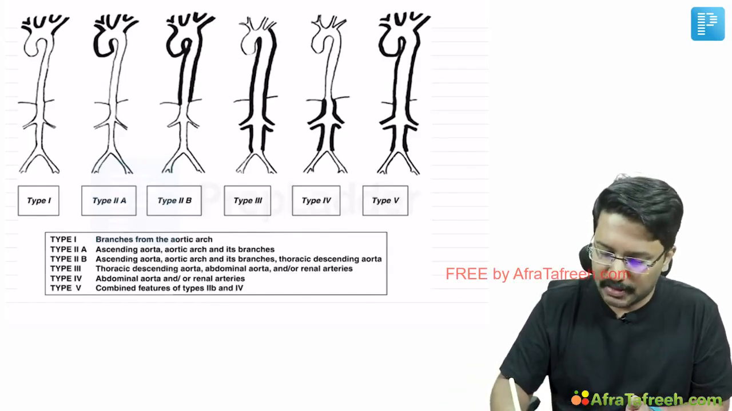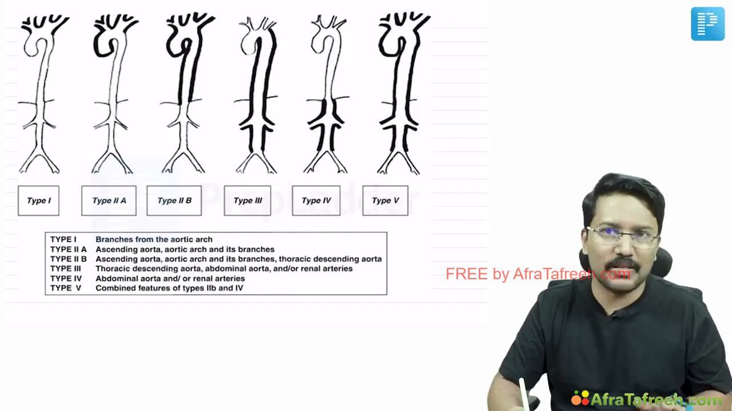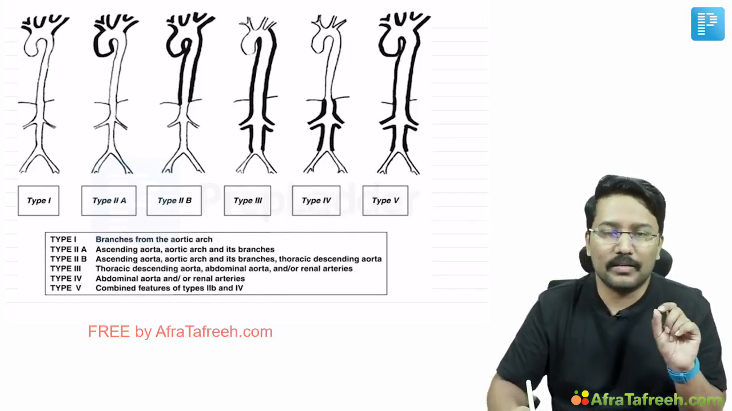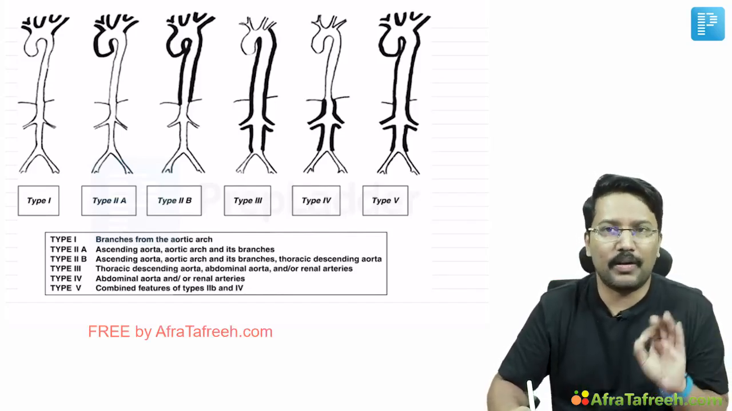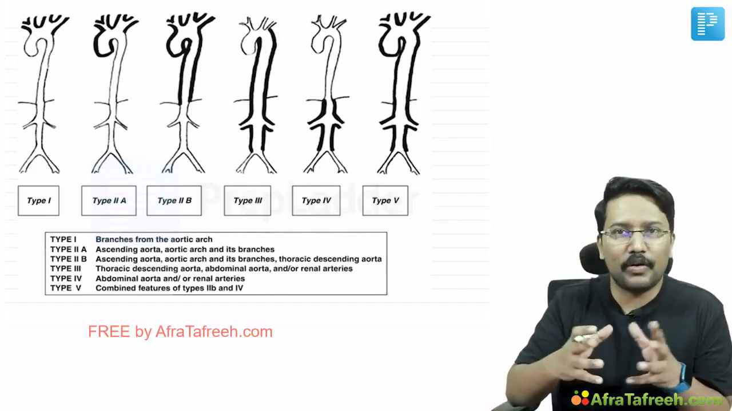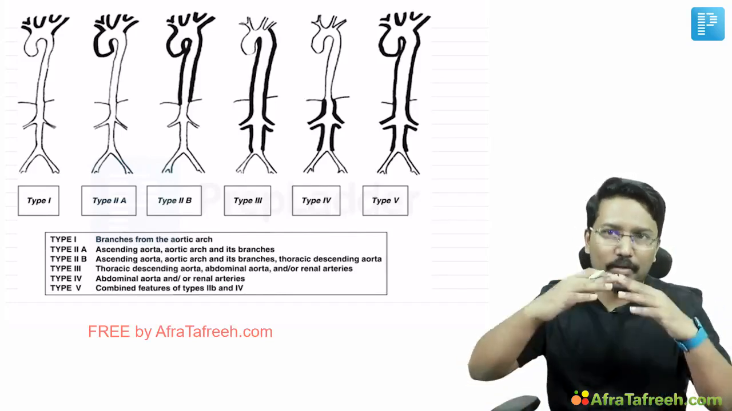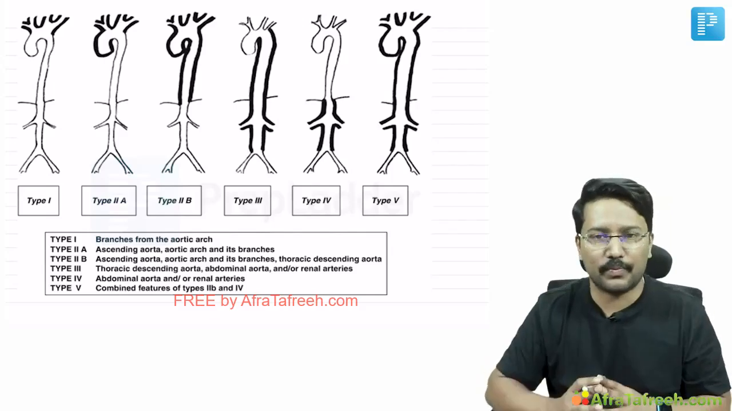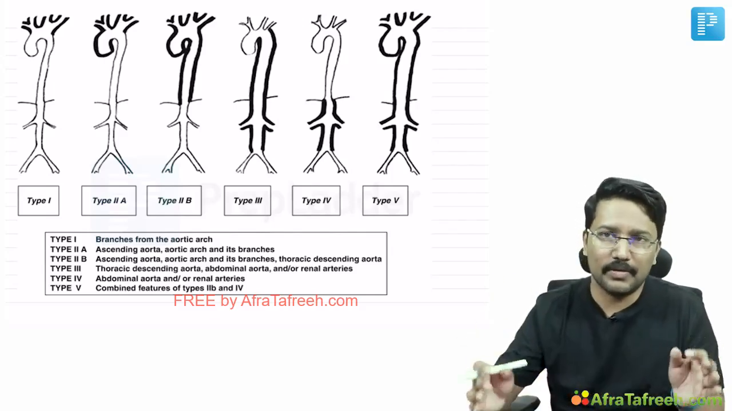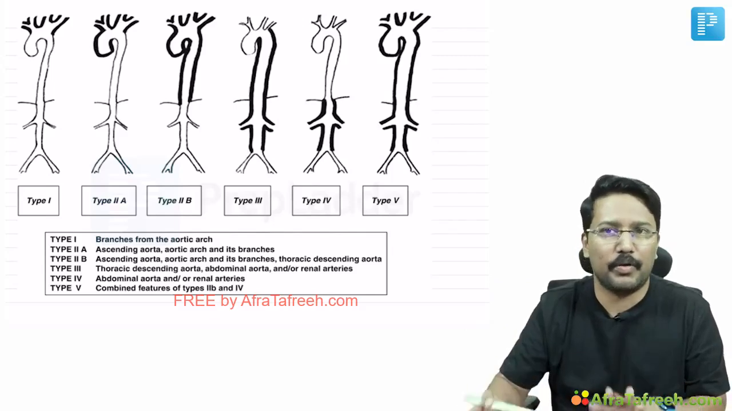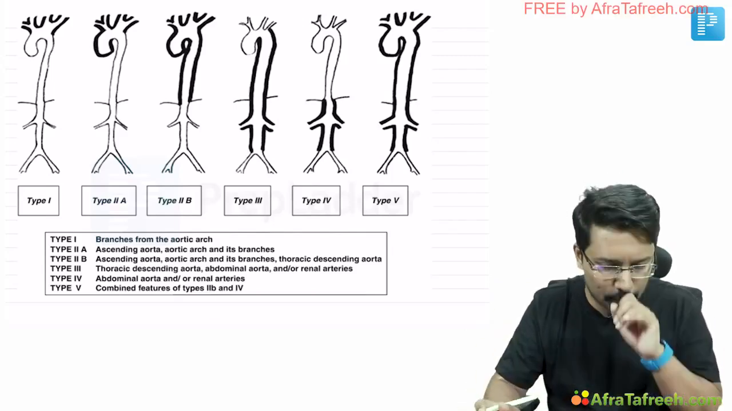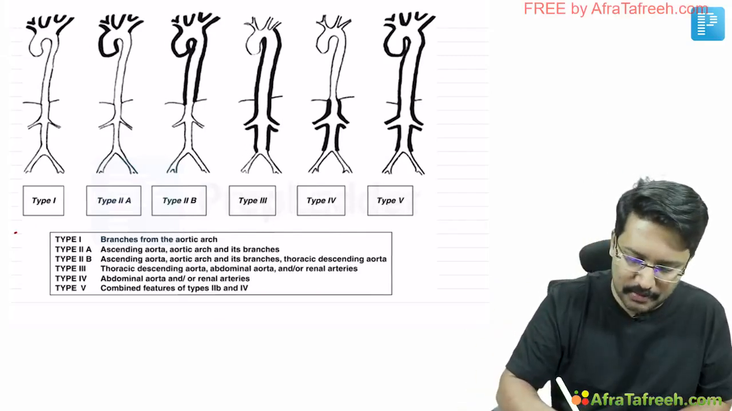So there are basically 5 types, and if you notice from the screen itself, in the first 2 types, type 1 and type 2, the involvement of the aorta is restricted to above the diaphragm, or you can say thorax and above. In type 3 to type 5, there is some degree of involvement of the abdominal aorta. So this is the first point I want you to note. Okay, so let us first begin with type 1.